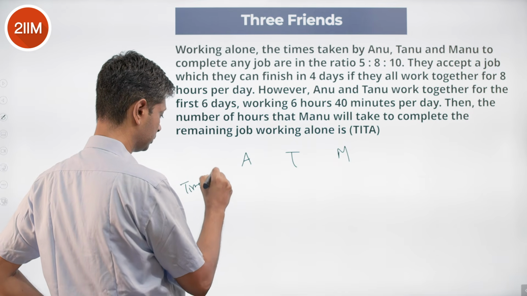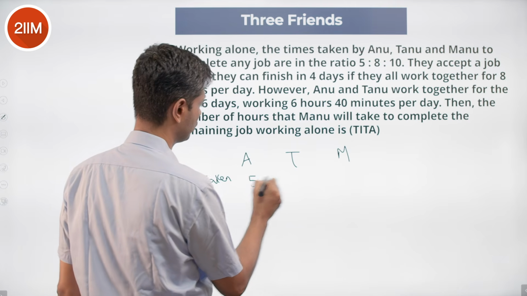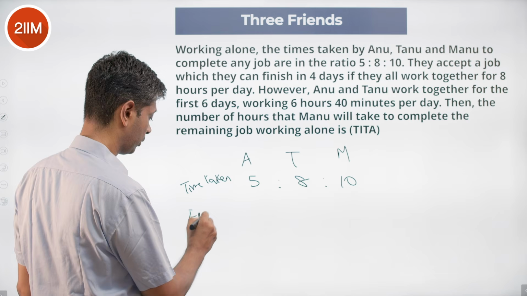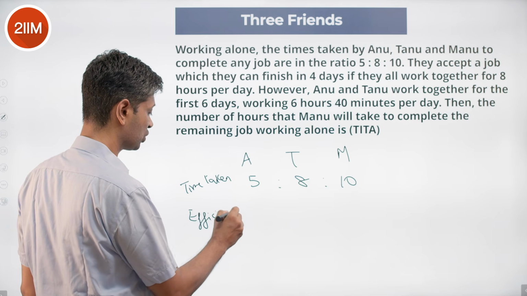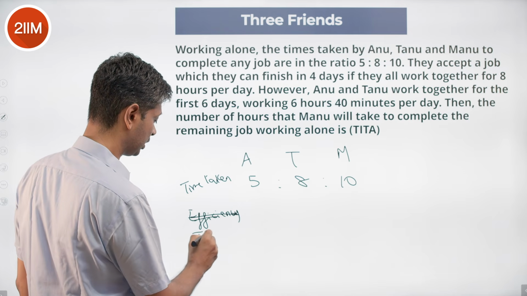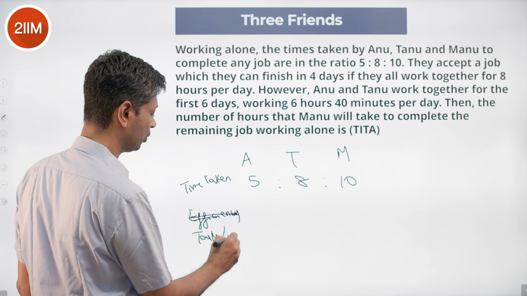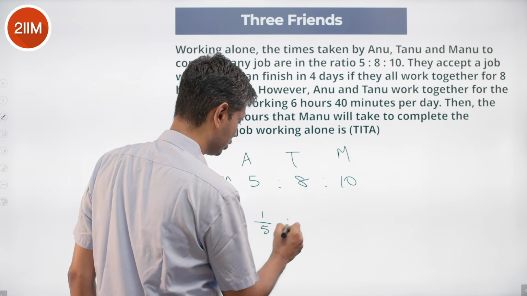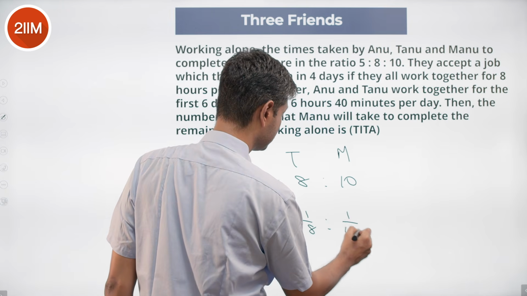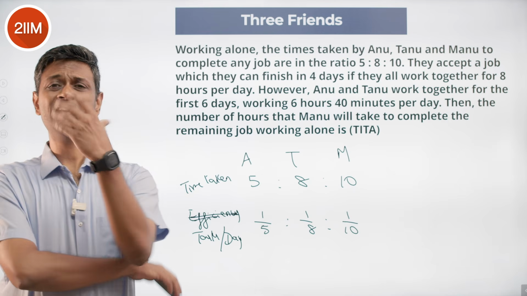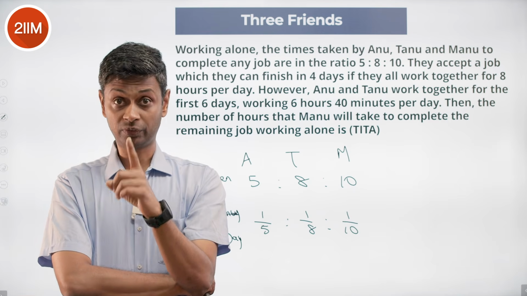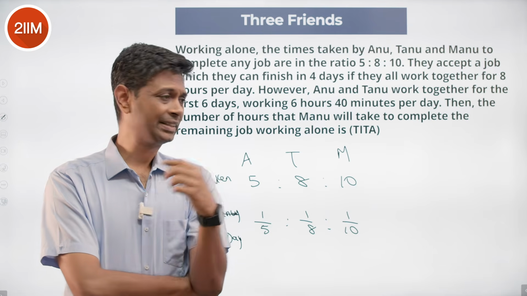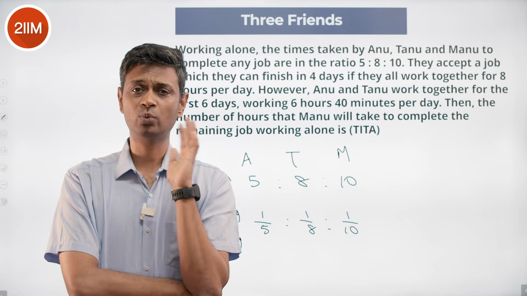time taken ratio 5:8:10, or their efficiency, the tasks per day or task per unit time. This is 1 by 5 is to 1 by 8 is to 1 by 10. Very simple funda. If you take 5 days to finish a task, in 1 day you can finish 1/5 of the task. If you take 8 days, in 1 day you can finish 1/8 of the task. If you take 10 days, in 1 day you can finish 1/10 of the task.